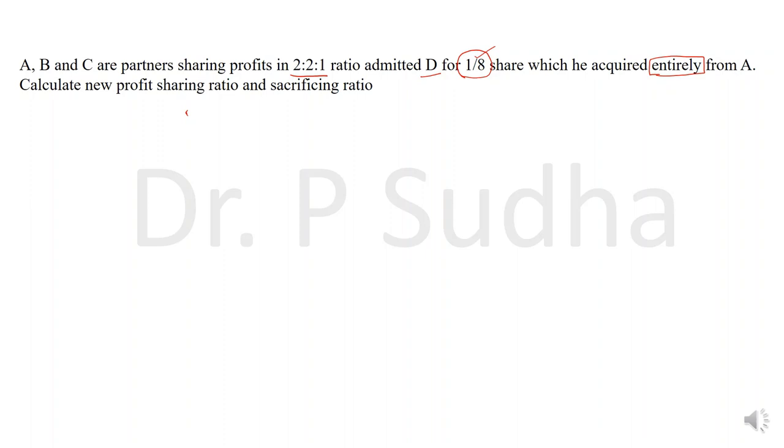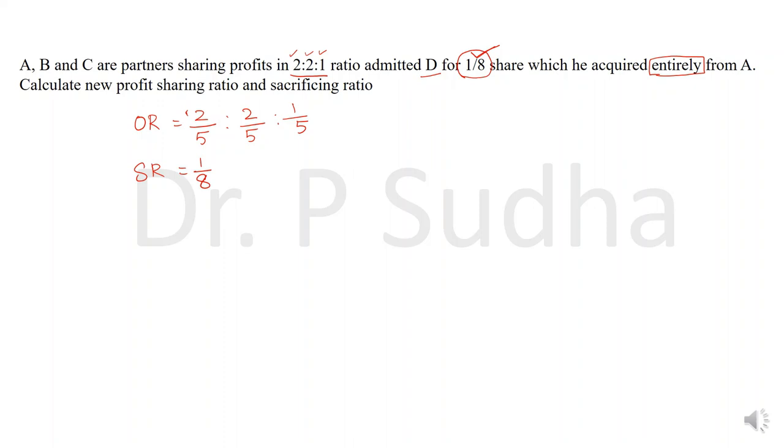So now how to calculate this? Old ratio is equal to 2 by 5. How did I get this 5? 2 plus 2 plus 1. So 2 by 5 for A, 2 by 5 for B and 1 by 5 for C. This is the old ratio. What is the sacrificing ratio? The sacrificing ratio is 1 by 8. How did I get this 1 by 8?